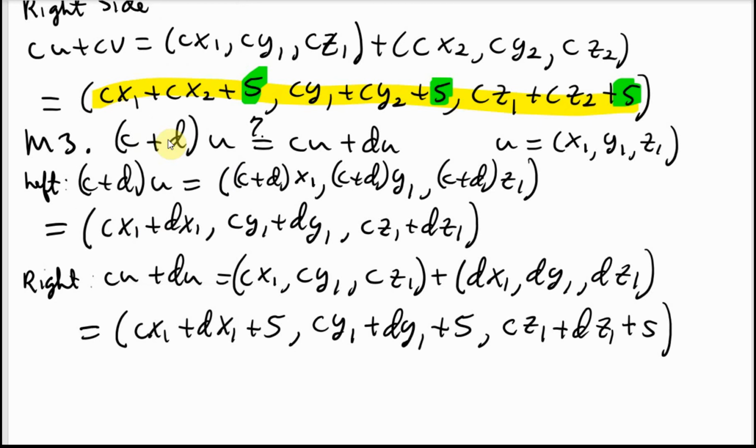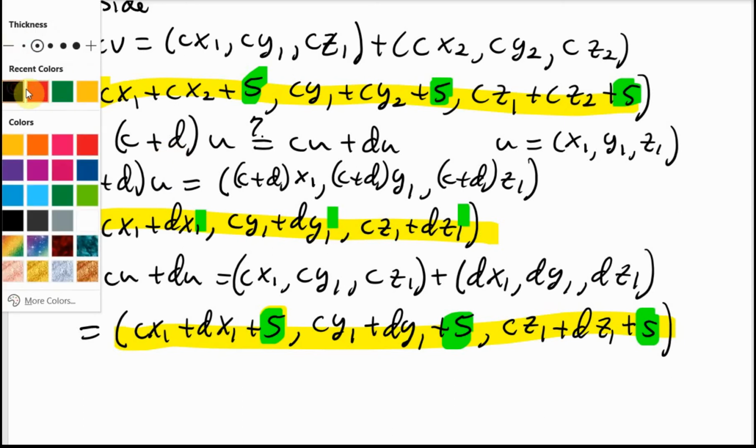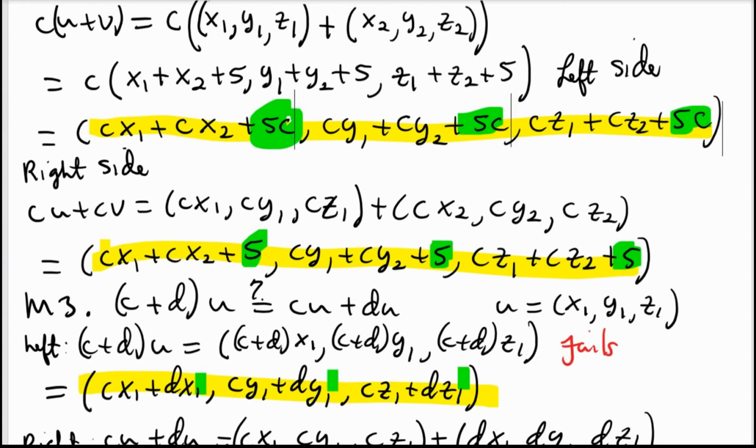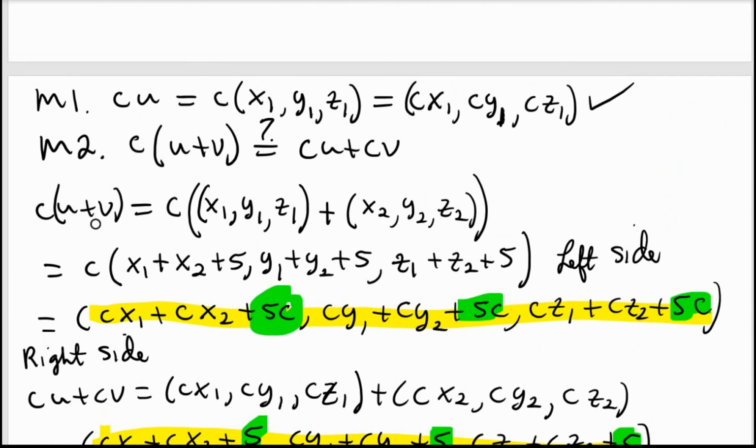Well, you see the difference. So you got the left side, then we got the right side, and the difference was that it's a 5 there and no 5s here, right? So M3 fails. So we got M3 failed, M2 failed as well too.